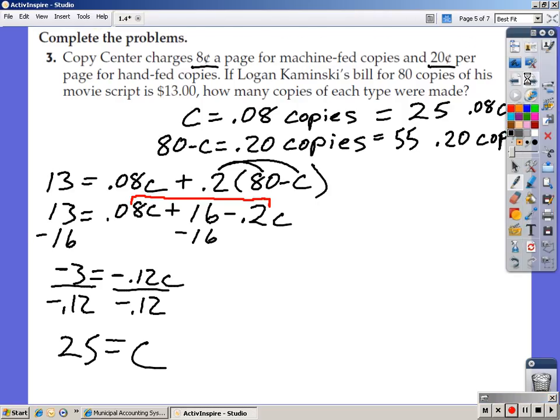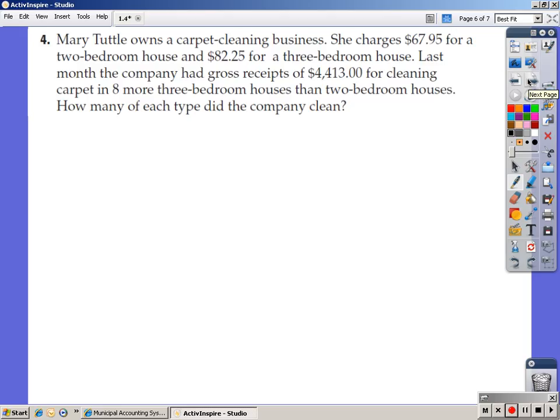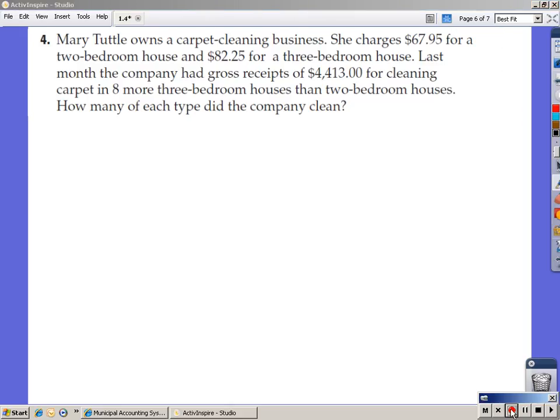I want you guys to try this next one on your own. Press pause while you're working it and play when you're ready to move on and see if you got it right. Okay, so let's take a look at this one. It says Mary Tuttle owns a carpet cleaning business. She charges $67.95 for a 2-bedroom house, $82.25 for a 3-bedroom house. Last month, the company had gross receipts of $4,413 for cleaning carpet in 8 more 3-bedroom houses than 2-bedroom houses. How many of each type did the company clean?